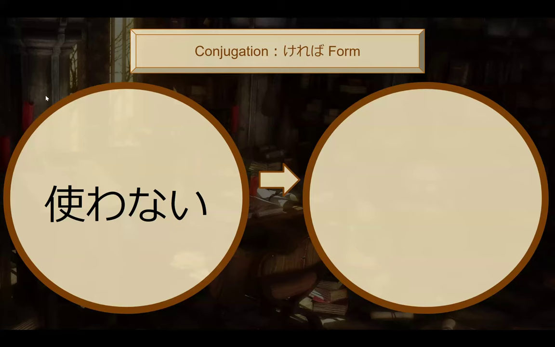What probable animal I could be. Which possible animals I could be, I guess, could be a way to do it. Probably not. How would you turn tsukawanai into kereba form?